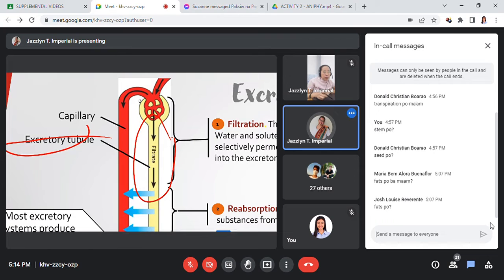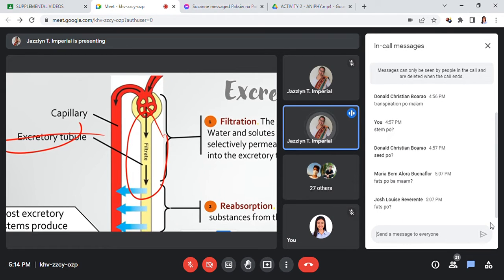So you have papasok na arrow to the glomerulus, and you will see that an arrow also goes back to the blood. So it means that some of the substances is returned to the blood, while the blood has to enter the glomerulus for filtration, producing the filtrate.